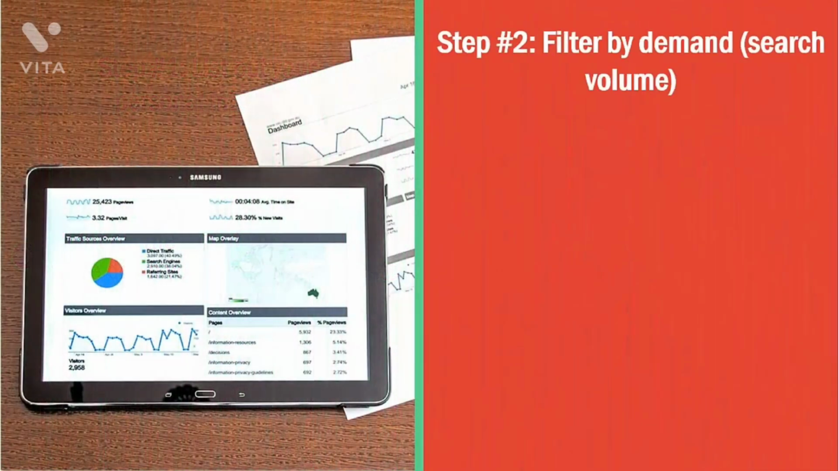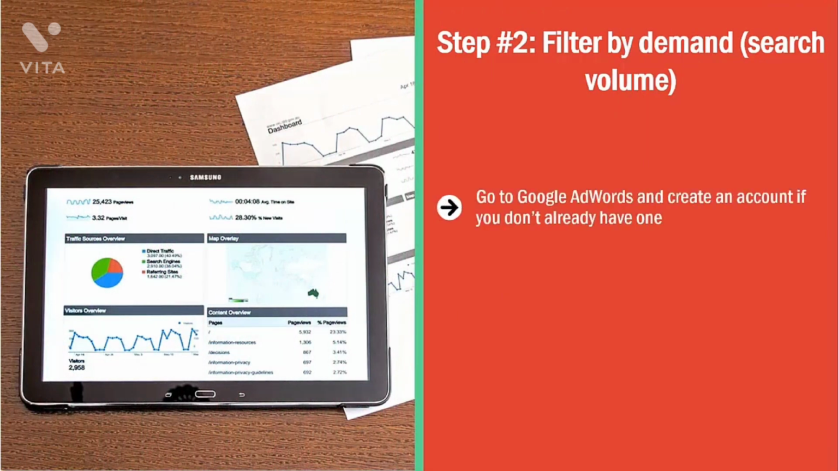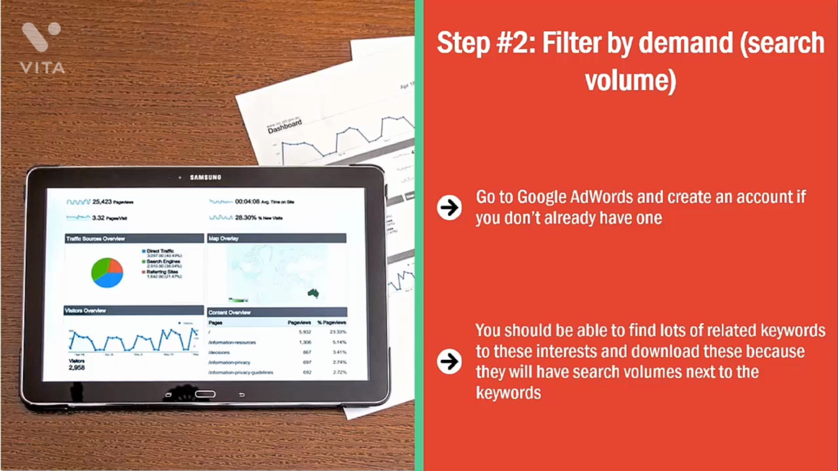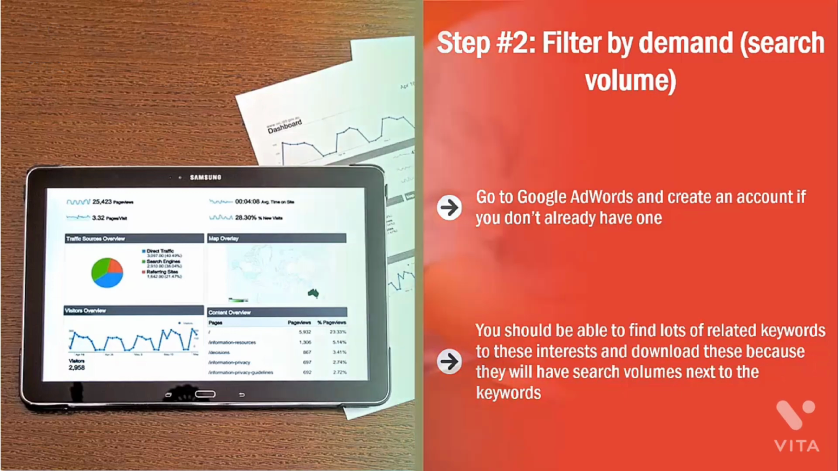Step number 2. Filter by demand. Search volume. Go to Google AdWords and create an account if you don't already have one. Once you're logged in, click Tools and use Google's Keyword Planner tool. Enter in keywords that are related to the personal interests that you have listed in Step 1. You should be able to find lots of related keywords to these interests and download these because they will have search volumes next to the keywords. At this point, you're going to delete from your list niches or personal interests that have too little search volume or are too much. You want something in the middle.